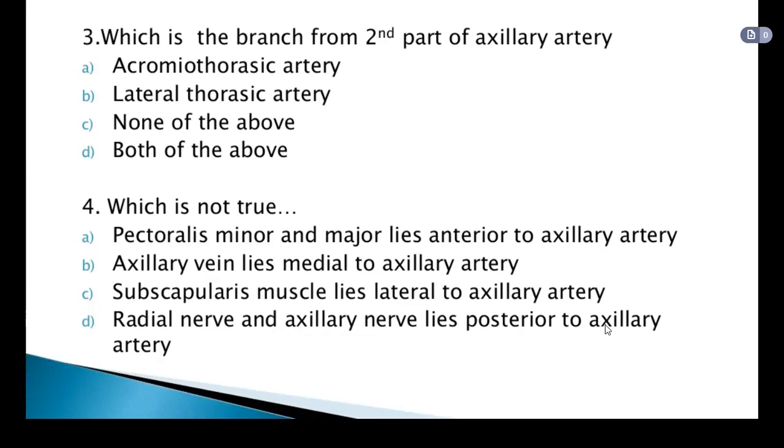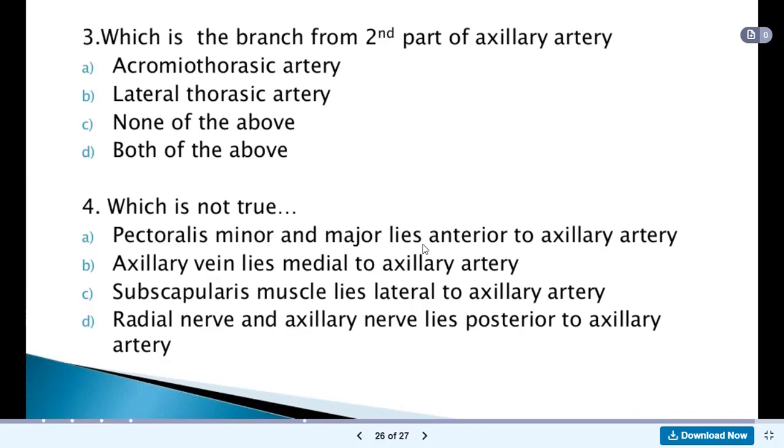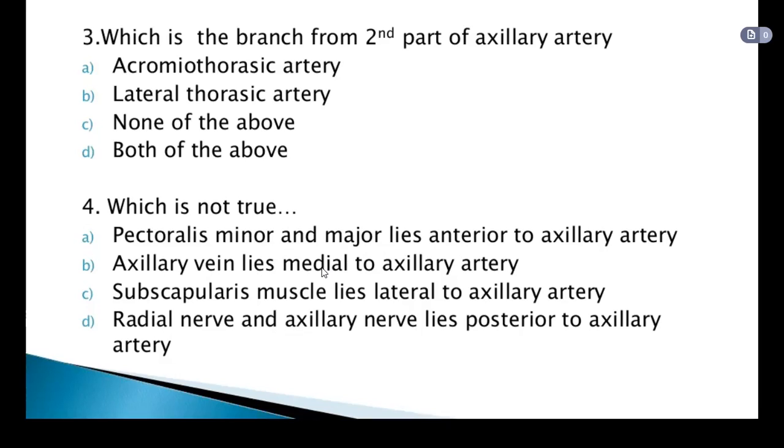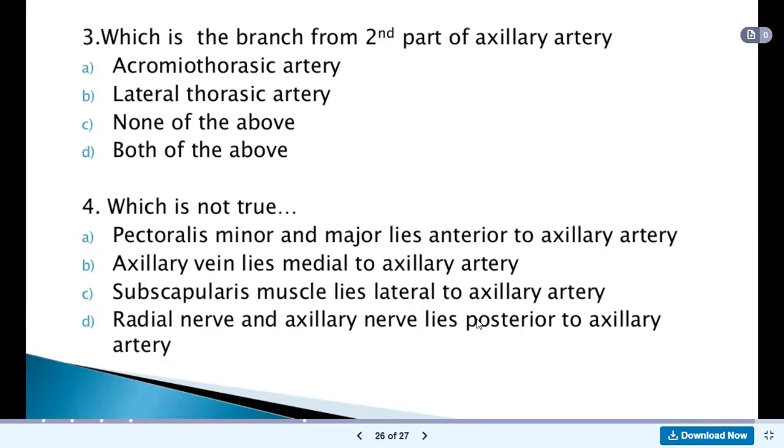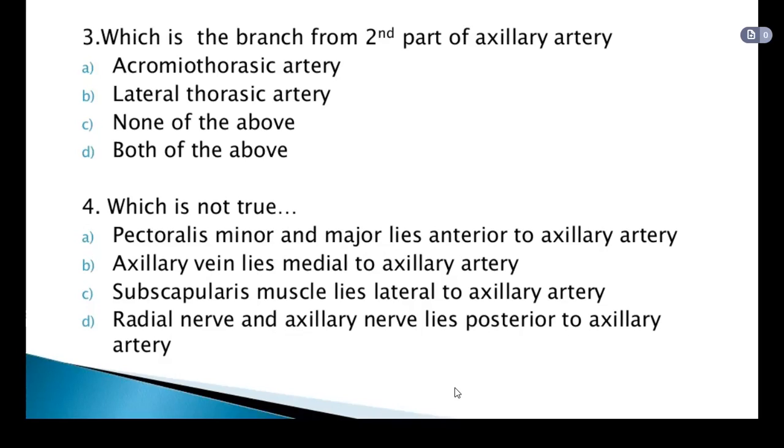When we were doing anterior relations of the artery, were pectoralis minor and major lying anterior to the artery? Is the axillary vein lying medial to the axillary artery? Is the subscapularis muscle lying lateral to the axillary artery, and the radial nerve and axillary nerve lying posterior to the axillary artery? Okay, you want to try? Or this will be your homework. So take a picture. D is correct. Okay.